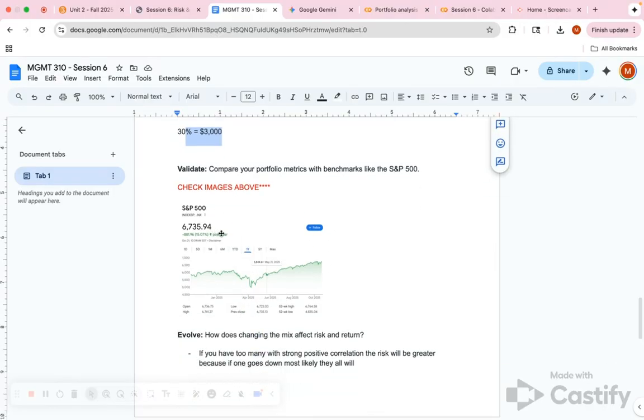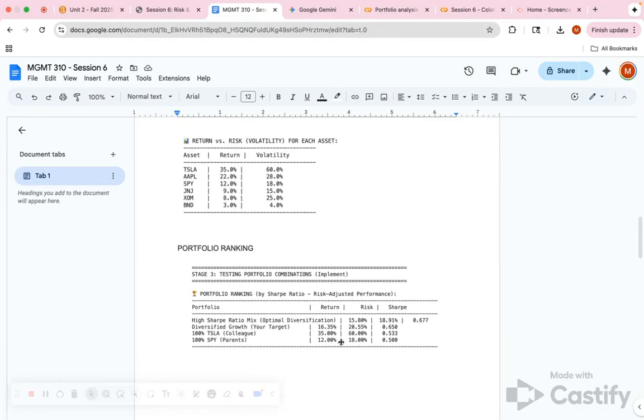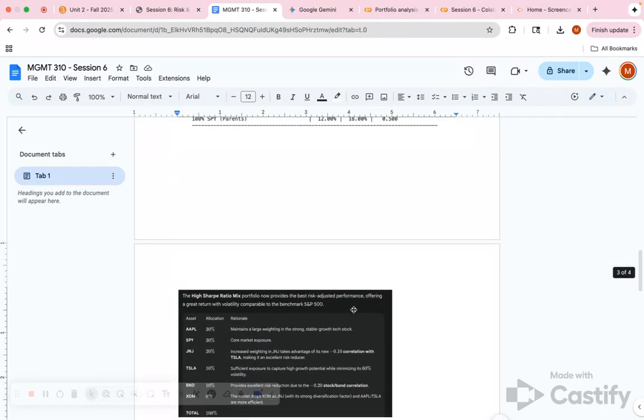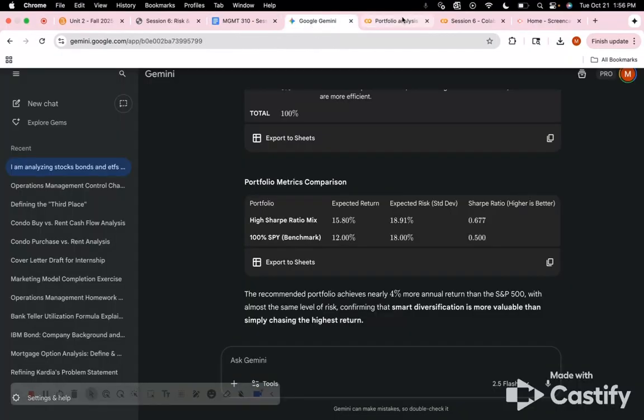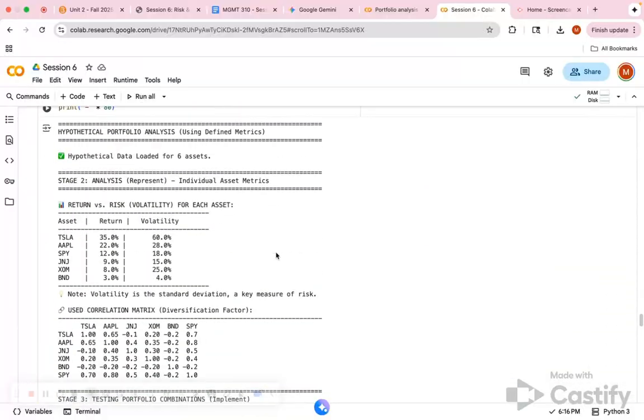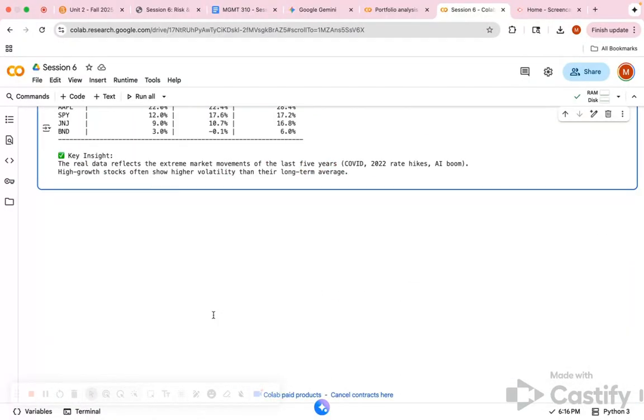So this is just a quick image of the S&P 500, and it went up 15% this past year, which, if we go over to this return, has a 12% in this hypothetical, which is similar. So then for the validate, we also wanted to compare it to real world data.